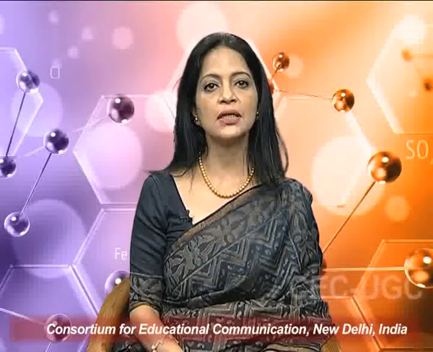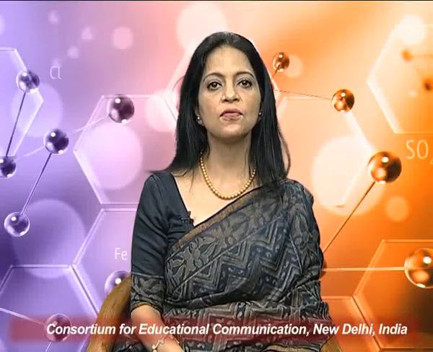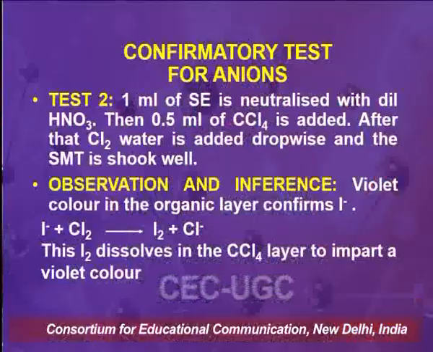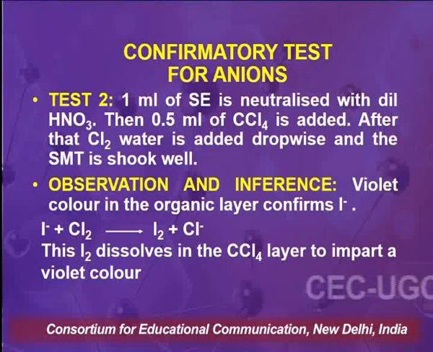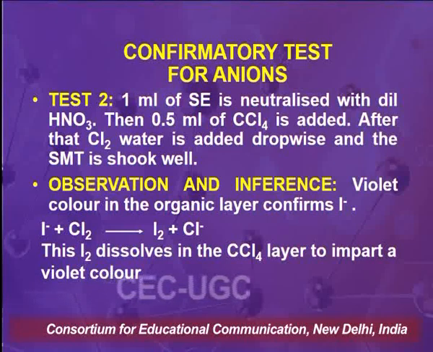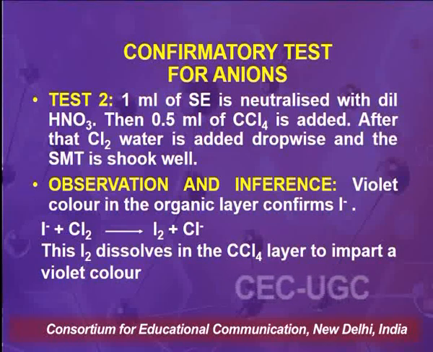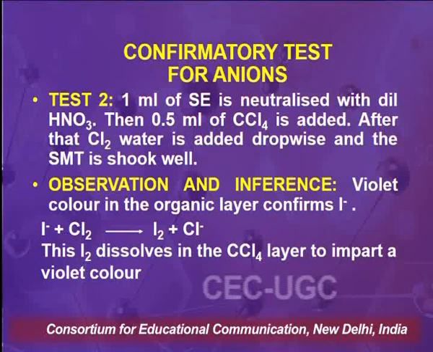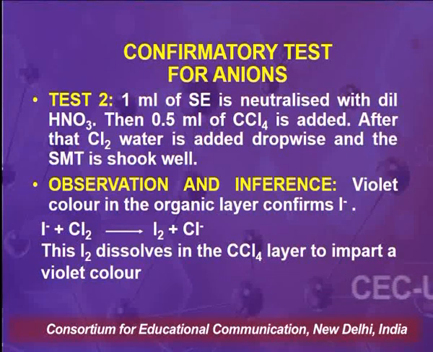Another confirmatory test which can be performed for the detection of iodide in the mixture is that 1 ml of the soda extract is neutralized again with dilute nitric acid, and to this 0.5 ml of carbon tetrachloride is added, and after that chlorine water or dilute KMnO4 is added. The role of chlorine water and dilute KMnO4 is the same. They both behave as oxidizing agents, and they oxidize the halide into the halogen, and by that the halogen becomes soluble in the organic layer.